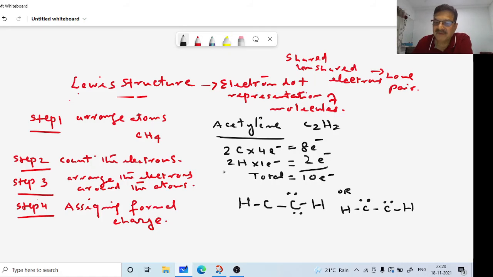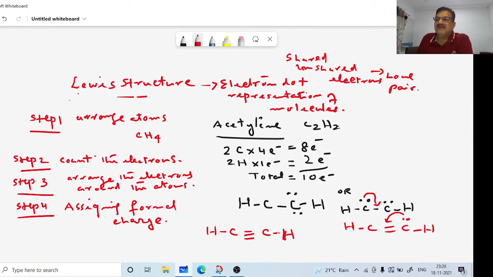Okay, how will you form that multiple bond? That lone pair of electrons will shift like this. This lone pair can form a bonding pair. So it will become HC double bond CH. Okay, still it is not all right. This carbon has got only 3 bonds here. So this electron pair can also form a bond like this. So the structure will become HC triple bond CH. This is your correct, valid Lewis structure for acetylene.